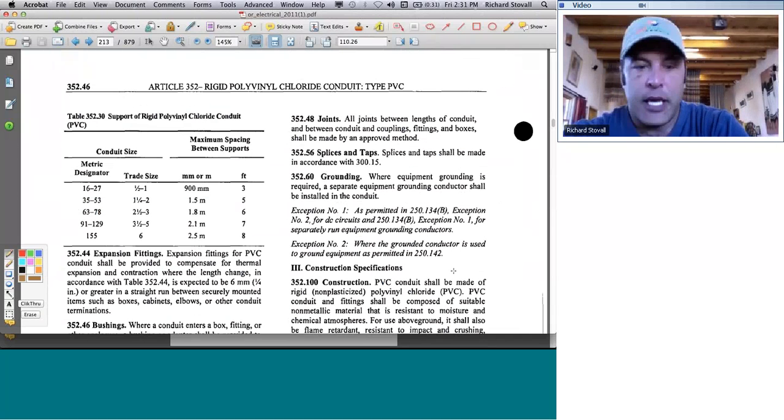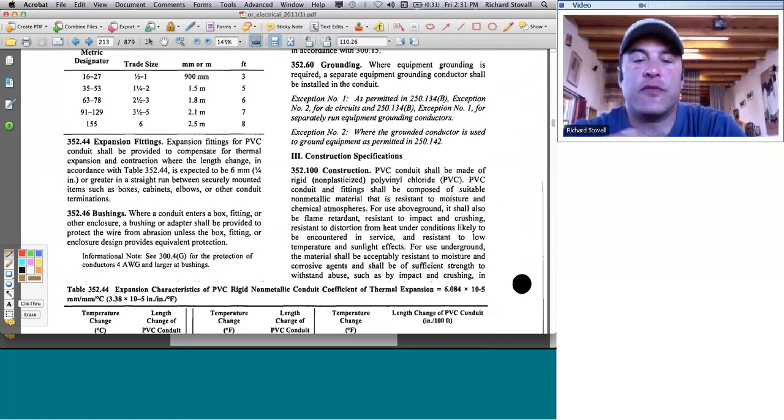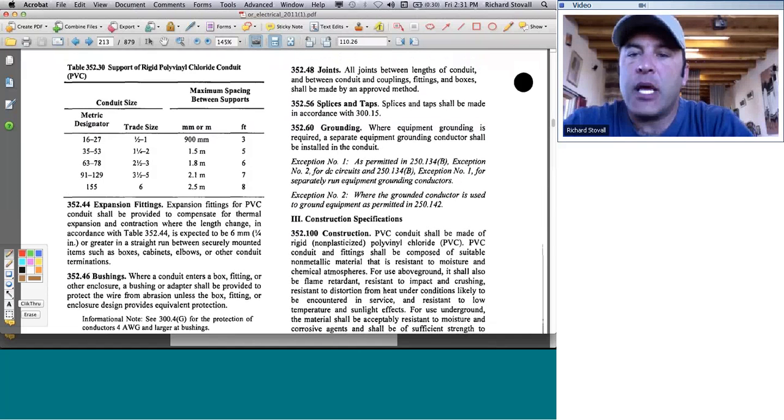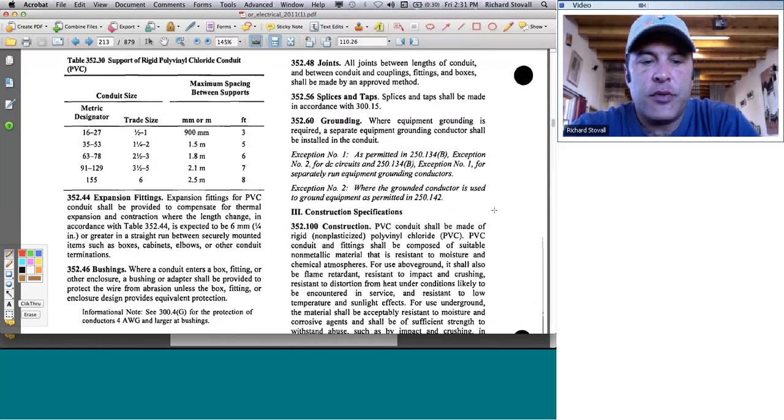Okay. Expansion fittings, and this is where it gets into the crux of this issue. Expansion fittings for PVC conduit shall be provided to compensate for thermal expansion and contraction where the length change, in accordance with table 352.44, is expected to be 6 millimeters, and that is 1/4 inch or greater, in a straight run between securely mounted items such as boxes, cabinets, elbows, or other conduit terminations. Okay? And then it talks a little bit about bushings here. And so here's the table, 352.44, one of the tables that you might need to get familiar with.